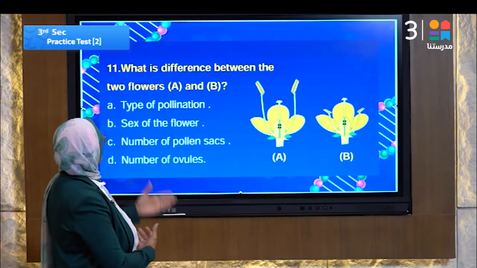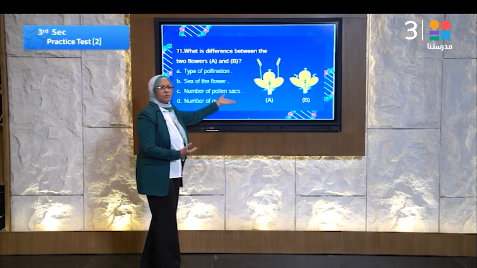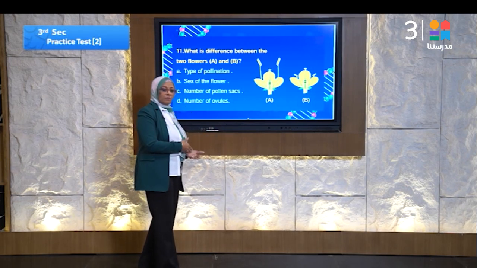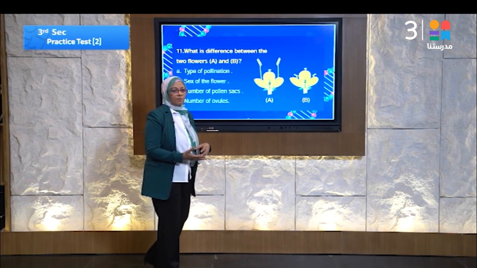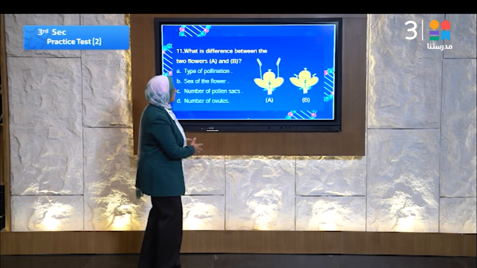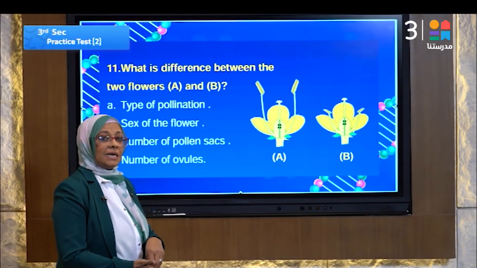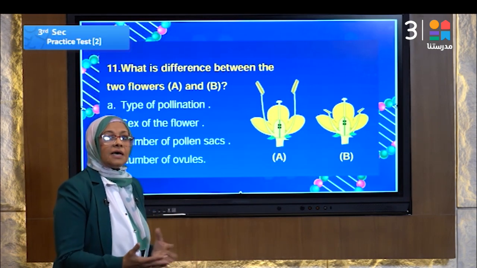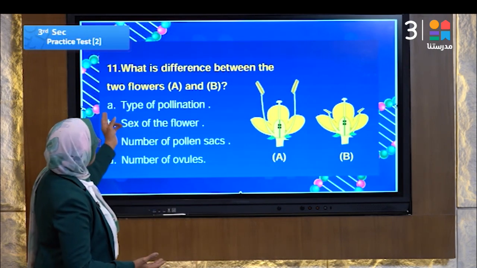Let's read the choices. A, types of pollination. Are they different in the type of pollination? What is the meaning of pollination? Pollination is the transfer of pollen grains from the androecium to the gynoecium, from the male gamete organs to the organs of the female, to make fertilization. That's pollination, the process of transferring the pollen grain.